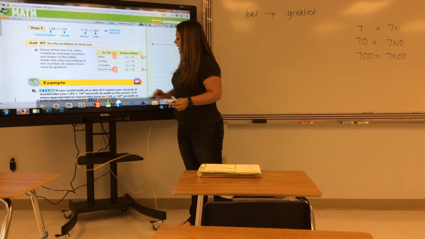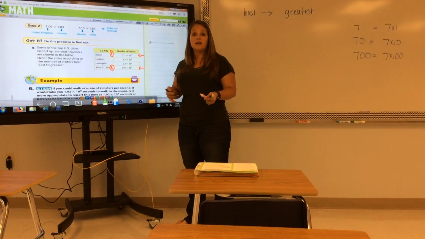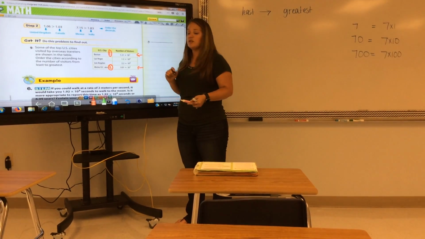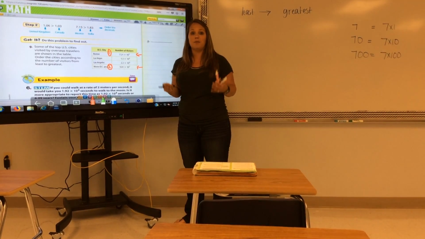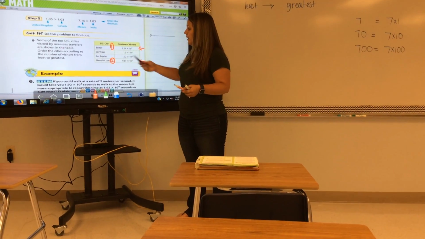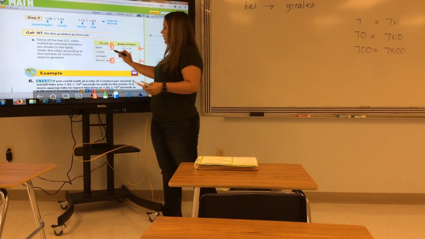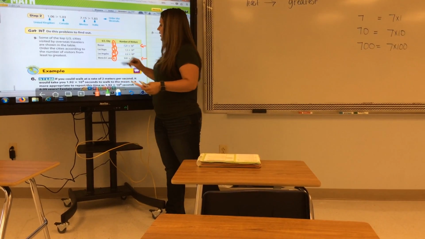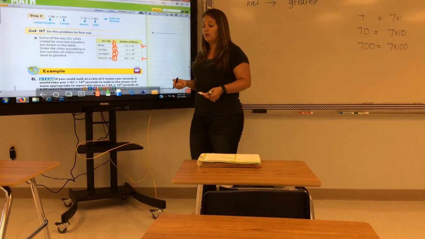Then DC is second. Once I'm done with those, I move to my next exponent. After 5, there's 6. Vegas and Los Angeles both have 6, so they're in the same place value realm. Now I just have to compare their front numbers. I have 1.3 and 2.2. Well, 1.3 is smaller, since I'm going from least to greatest, and then Los Angeles. So that's my order. Okay?